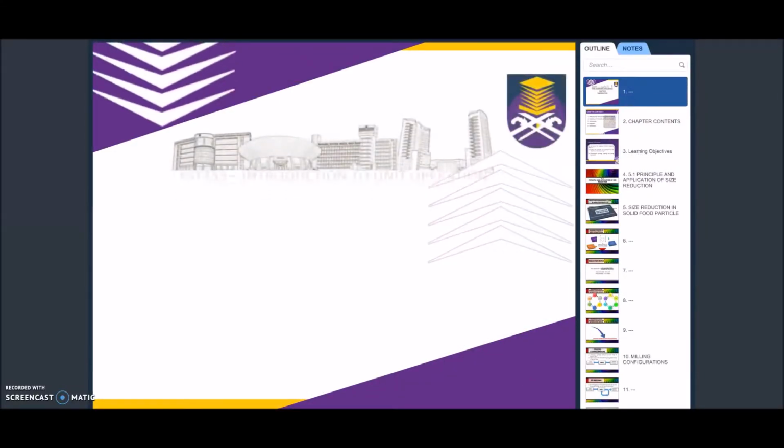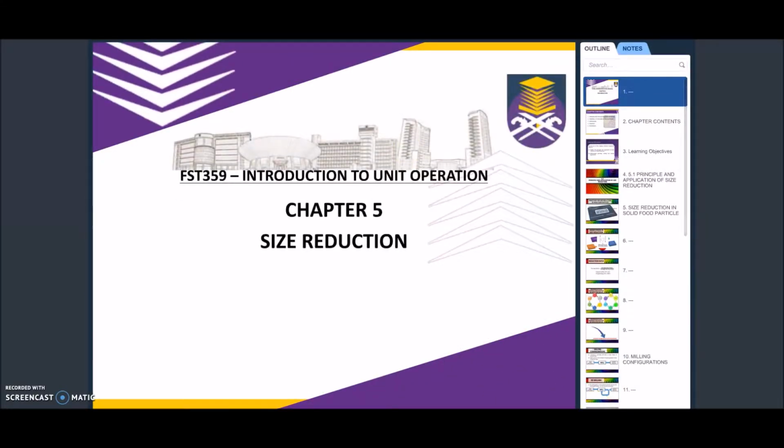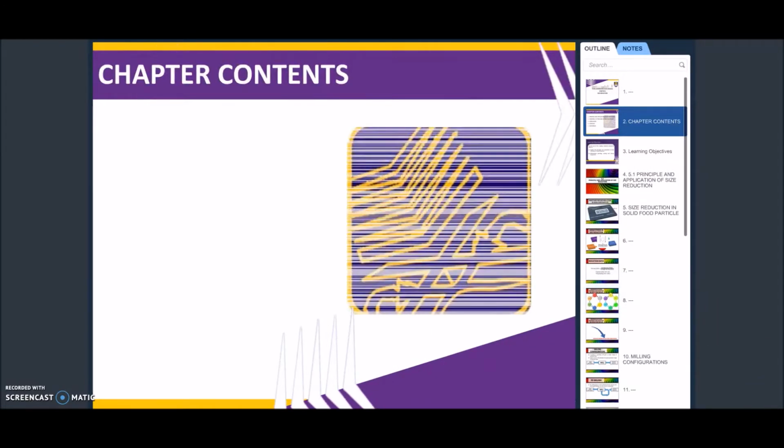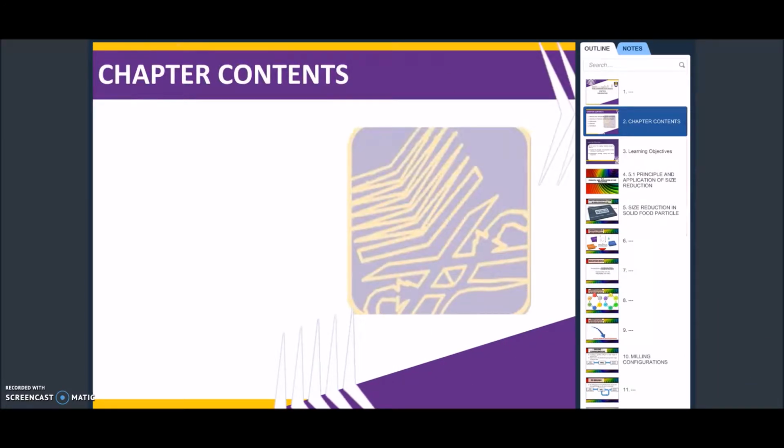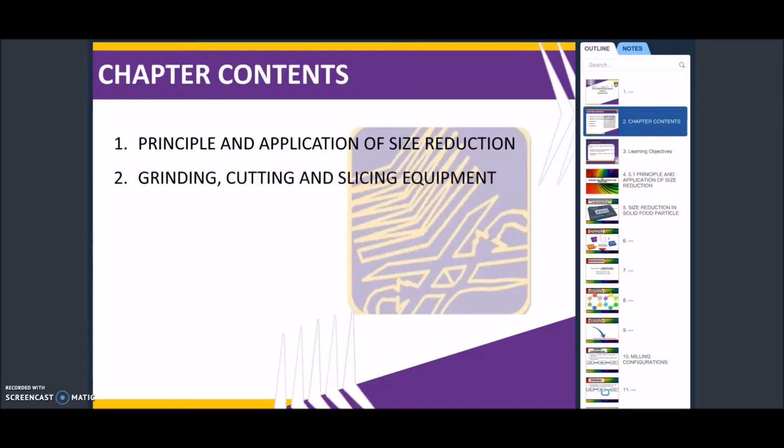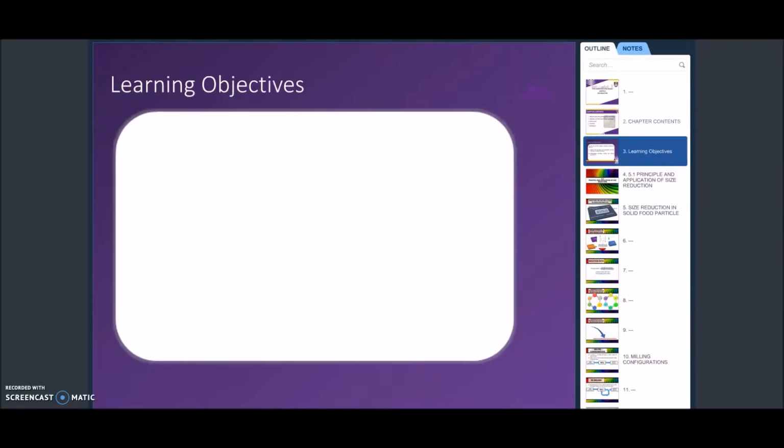We proceed to chapter 5, size reduction. For chapter contents, this chapter consists of several topics, starting with principle and application of size reduction, grinding, cutting and slicing equipment, conclusion, exercises, and finally references.